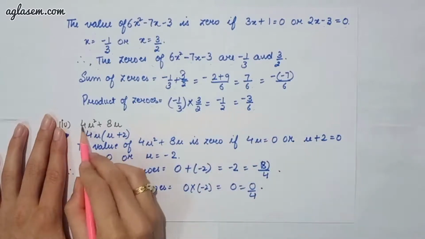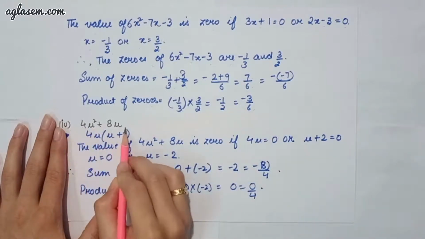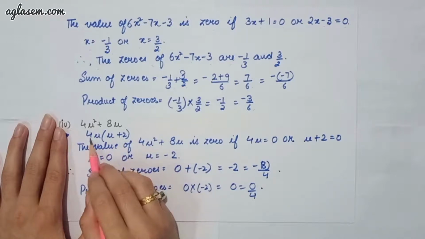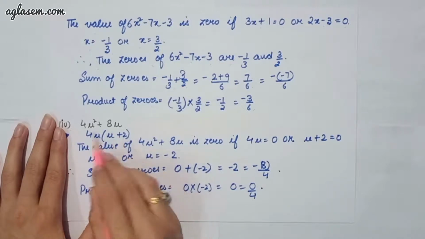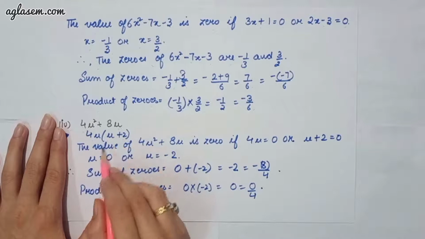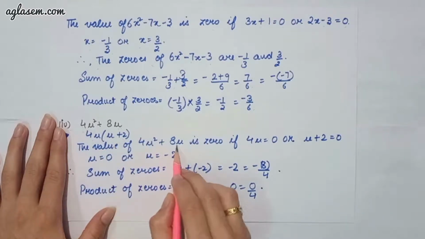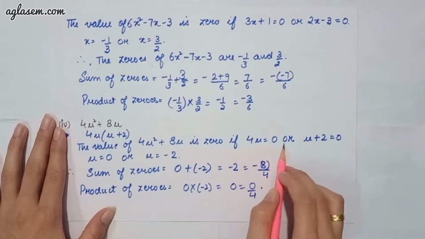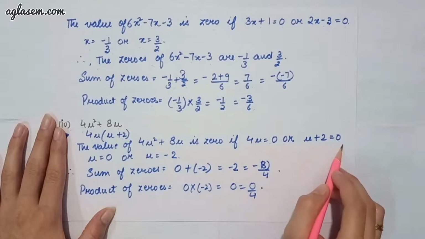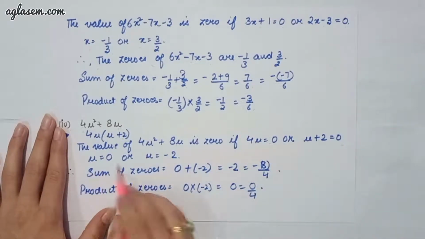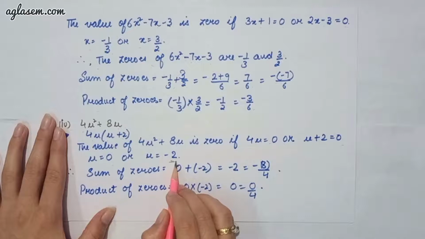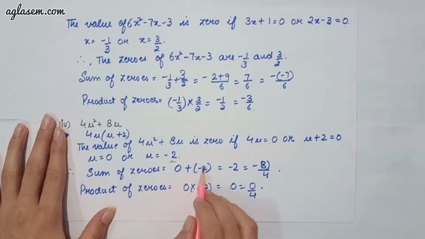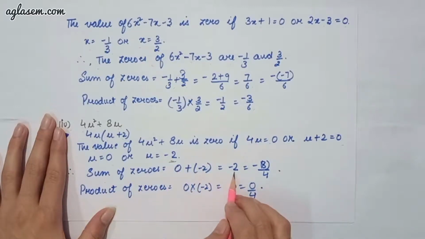Fourth part says 4u square plus 8u. So here we have to arrange it as 4u into u plus 2. Here we have taken 4u common. So the value of 4u square plus 8u is 0 if 4u is equal to 0 or u plus 2 is equal to 0. Therefore our u value will be 0 and minus 2. So we can find the sum of zeros, that is 0 plus minus 2 will give you minus 2, that is minus 8 upon 4. And the product of zeros is 0 into minus 2, which will give you 0 upon 4.